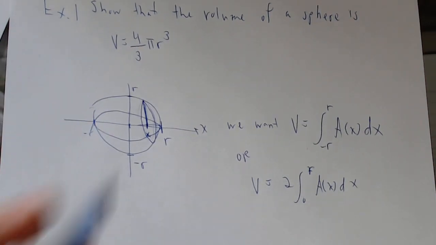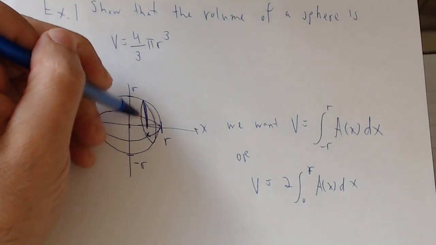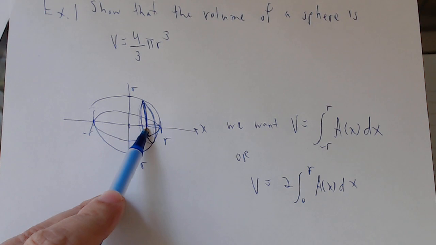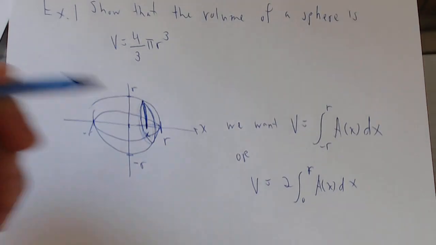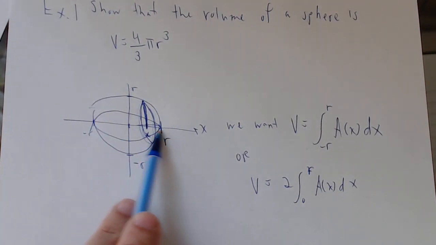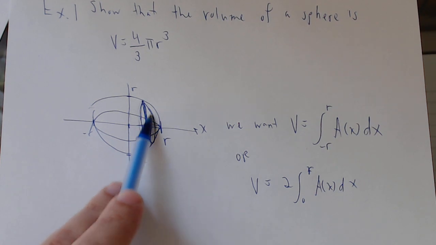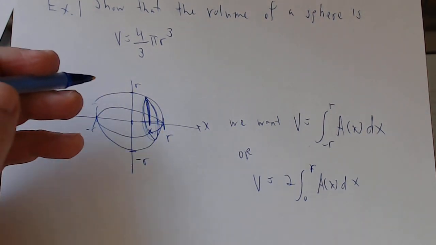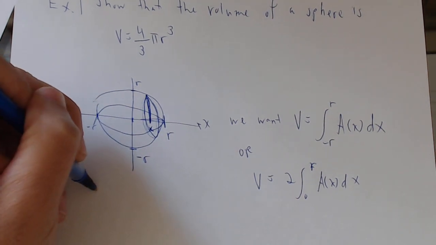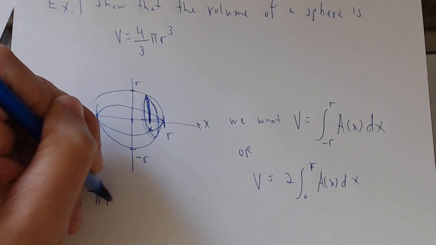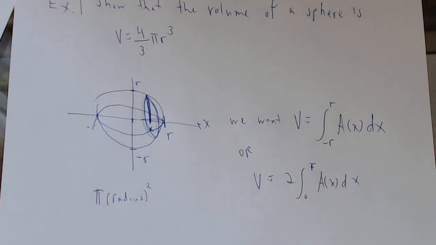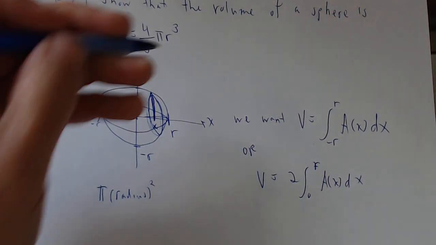But what I need to do is come up with a way of finding a generic equation for this circle, which is in terms of x. So basically I'm saying if this is x, which x is going to range from 0 to r, anywhere there, how would I find the area of the circle? Well, what we know is that the area of a circle obviously is pi times the radius squared.